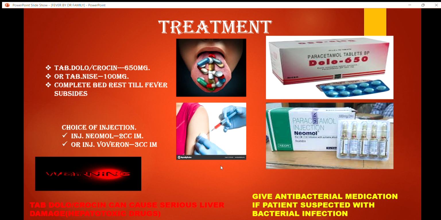And one more thing, if you suspect the patient has a bacterial infection, you can give some antibacterial medication also. So these are the treatments for fever.